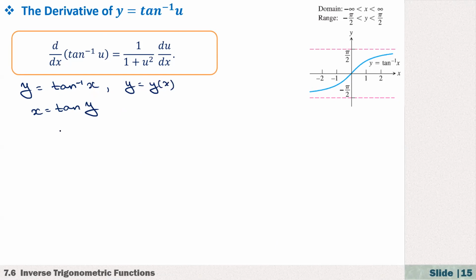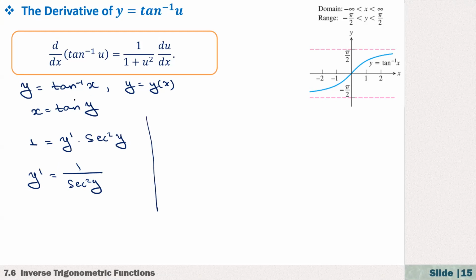So if you differentiate both sides with respect to x, on the left-hand side I have 1. And what is the derivative of tangent of y? First, I have to differentiate y, giving y prime, from the argument. And after that, differentiate tangent, which is equal to secant squared of y. So which means that y prime is equal to 1 over secant squared of y. Okay. So now how can I actually express it in terms of the original function? I'm just going to use this identity.